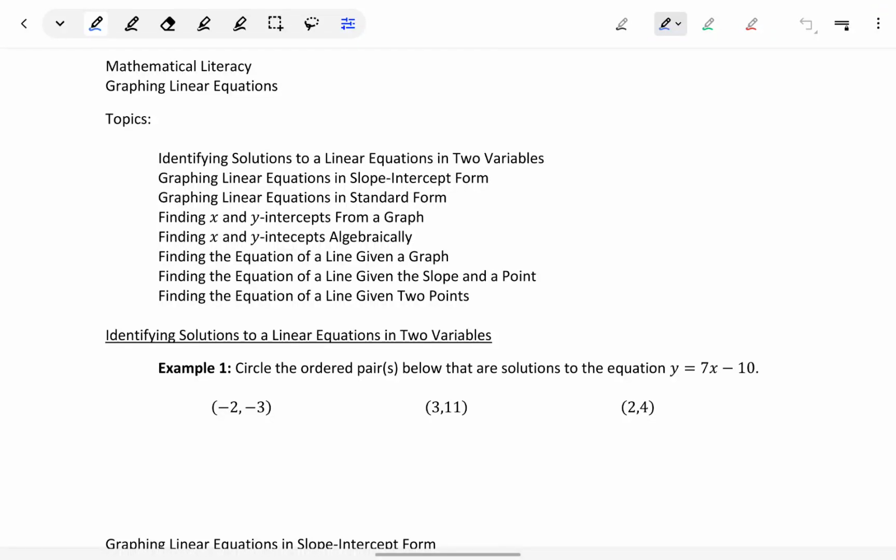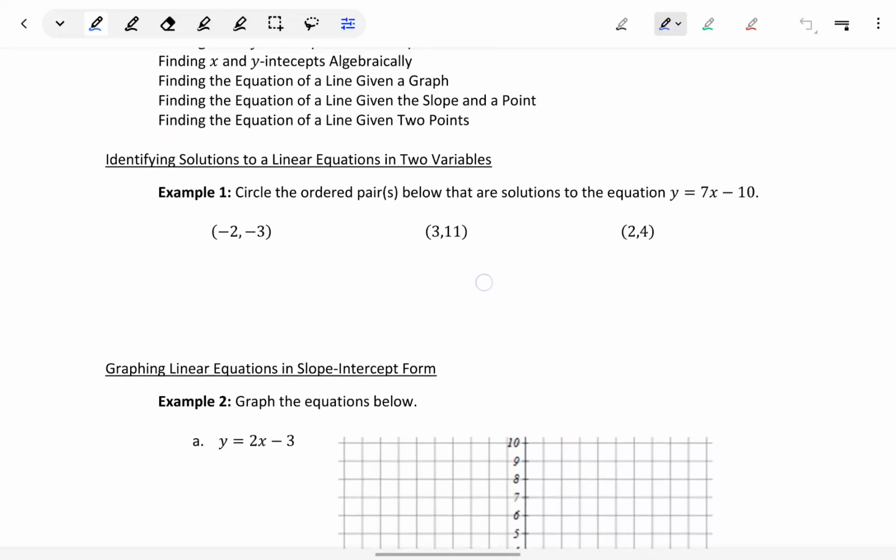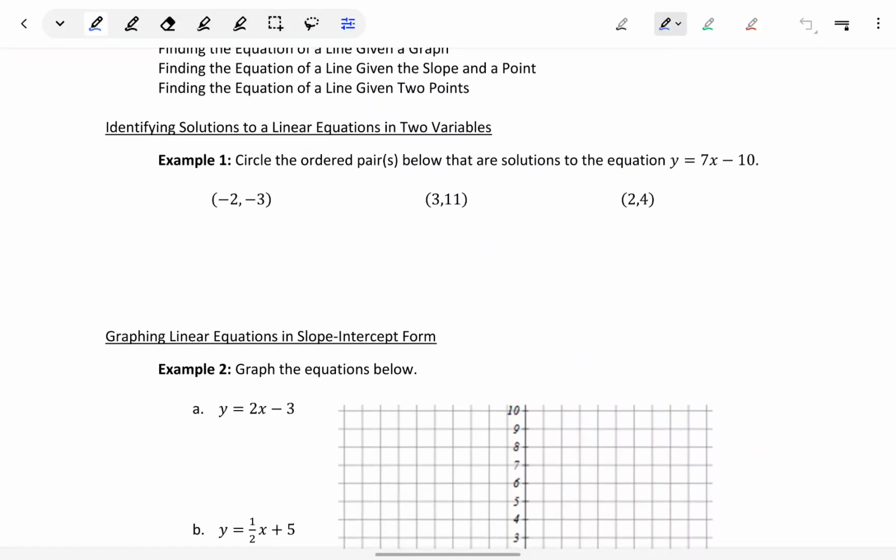In this section, we want to talk about how to graph linear equations and eventually build our way up to finding the equation for a line, given some specific information about it. Before we get into that, though, we want to talk about what it means for a coordinate pair to be a solution to a linear equation in two variables.